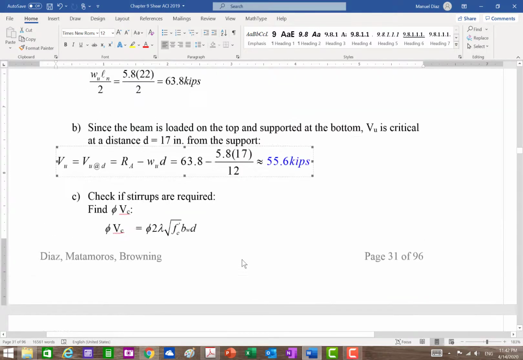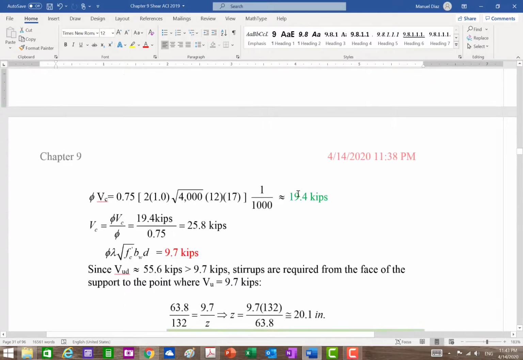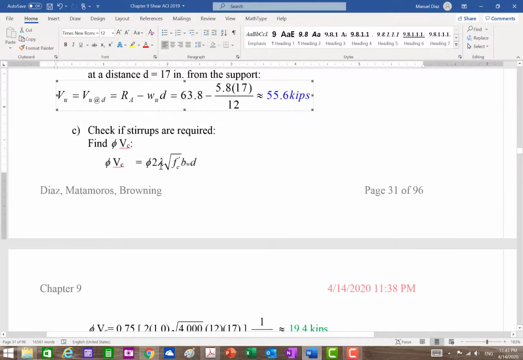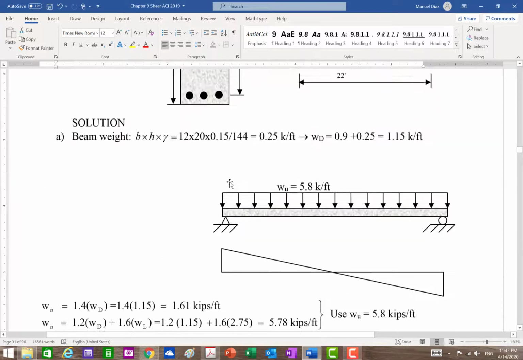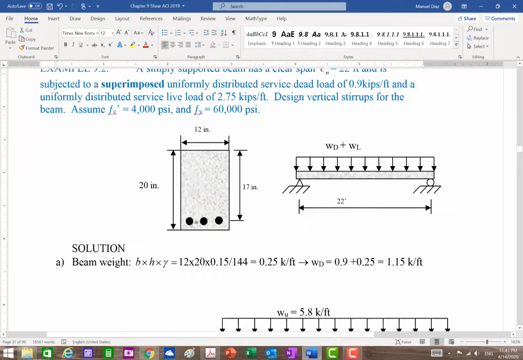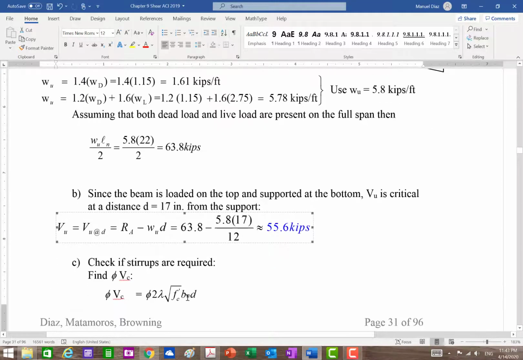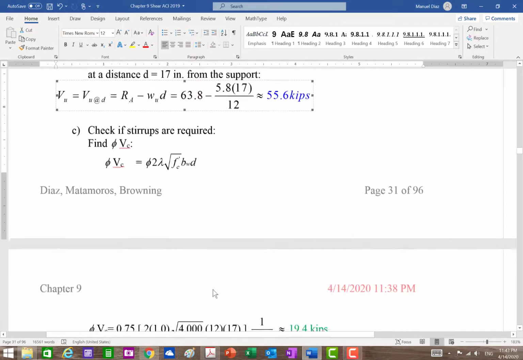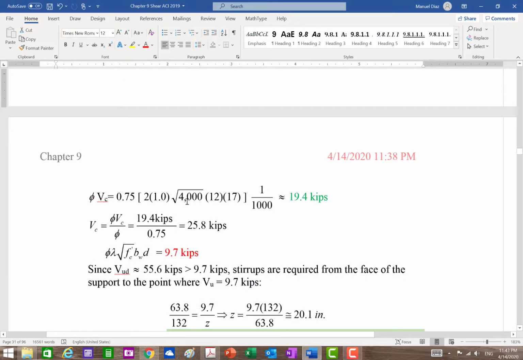All right, I'm going to find my stirrups using the first formula in the equations from the ACI, and remember you had to satisfy AV minimum to use these formulas. So here is the formula, and find my phi V sub c. Just replace the numbers. My lambda is 1, my phi factor 0.75, my f prime c was given in the problem, right? 4,000. My BW 12, D 17. So we use those numbers and we get 19.4.